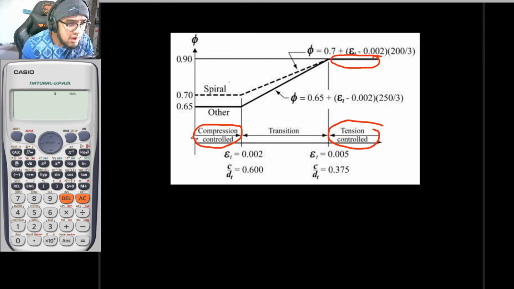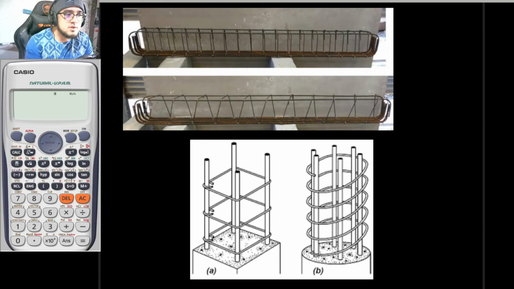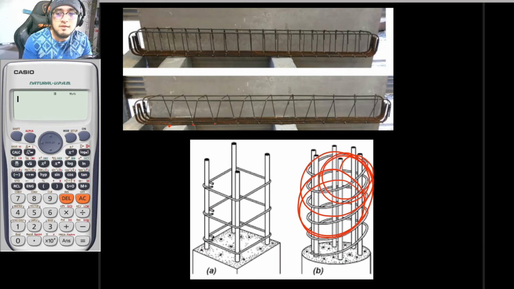So as you can see, we have a spiral here and others here. So what is the spiral and what are the others? For your spiral reinforcement, it would be like this. As you can see, they are all connected. So this is for your beams. In actuality, I have not yet seen a setup like this. I have only seen this kind of setup on Google Images. And for your columns, this is for your spiral reinforcement.